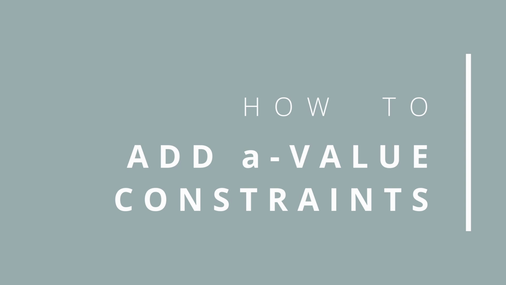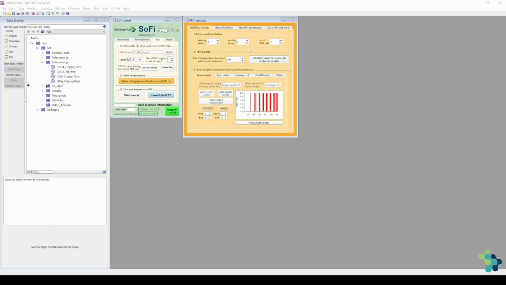In this tutorial, I'm going to show you how to add a-value constraints in SoFi for running constraint PMF. Constraining your PMF solution can be a powerful tool, especially when unconstrained PMF leads to mixed solutions that are difficult to separate. When performing PMF, often one has some prior information, knowledge, or expectations about the contributions of certain sources.